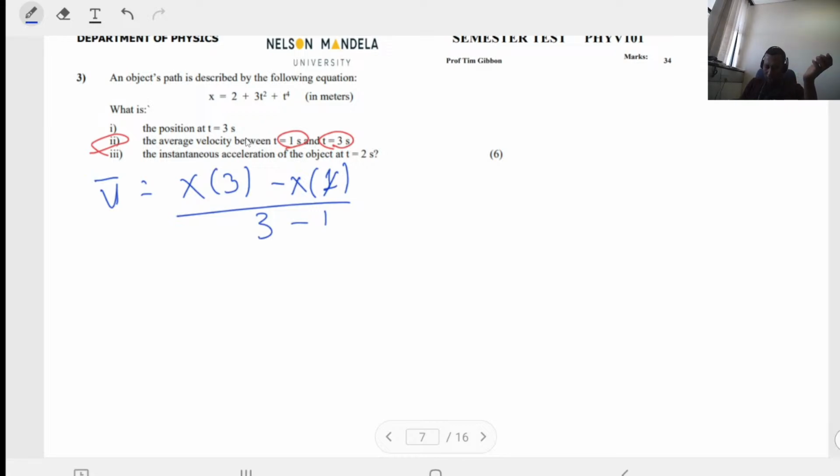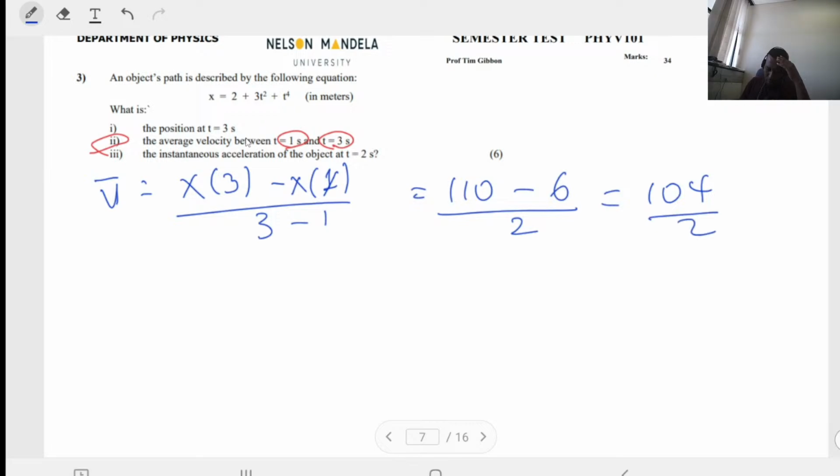X of 3, we have already had 110 minus, what is X of 1? Put 1 inside there. What did I say? 3 times 1 is 3, plus 1 is 4, plus 2 is 6. That means 6 over 3 minus 1. 110 minus 6 is 104. 104 over 2, 52, I believe. It's a velocity. I don't know why somebody who has been in class will make a mistake here. It's just the definition of average velocity.